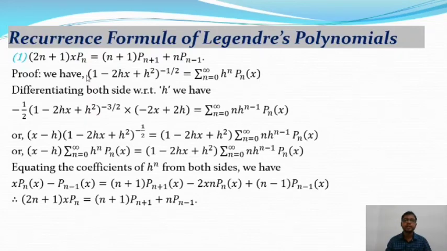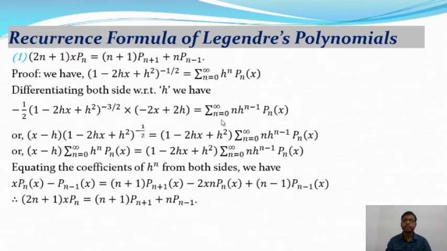Okay, this is the generating function of the Legendre polynomial, you know that. So now, differentiating both sides of the above generating function of the Legendre polynomial with respect to h, we have minus half into (1 minus 2hx plus h square) whole to the power minus 3 by 2 into (minus 2x plus 2h). After differentiating it with respect to h, we will get this one.